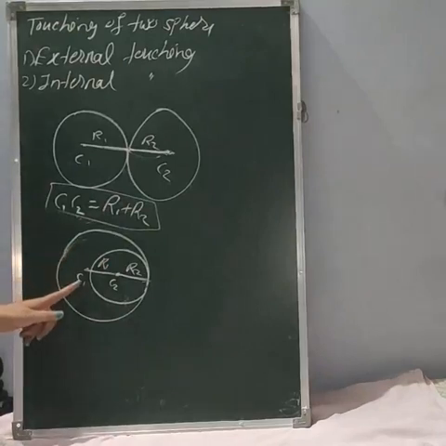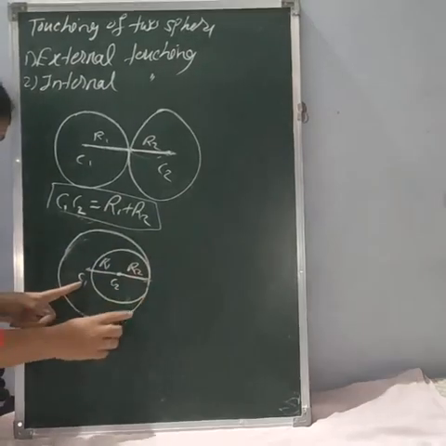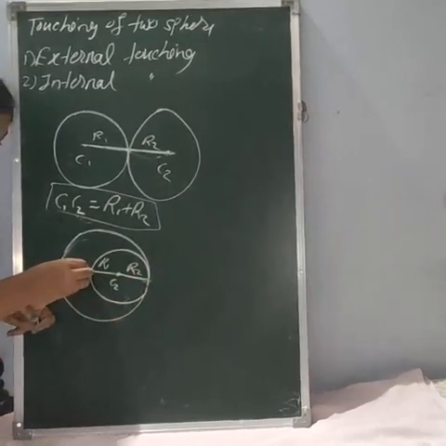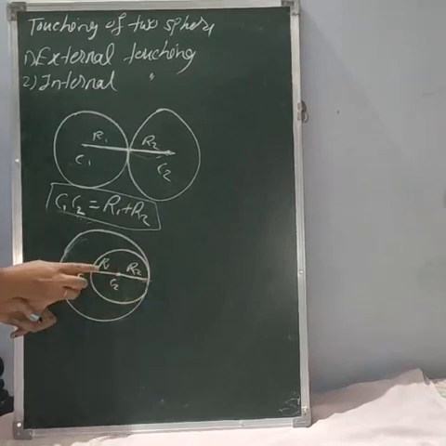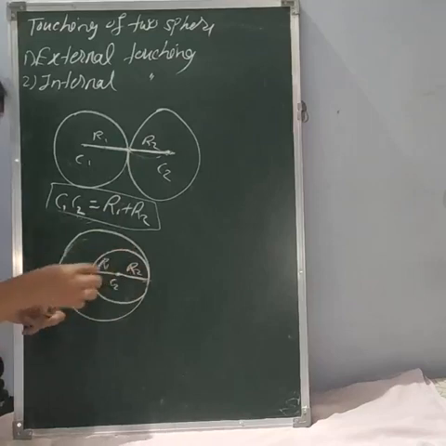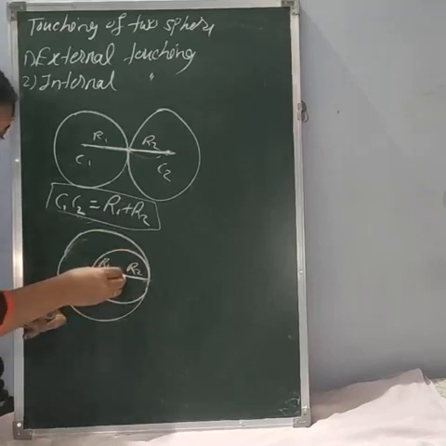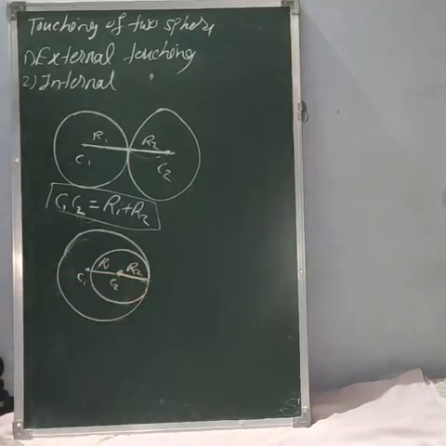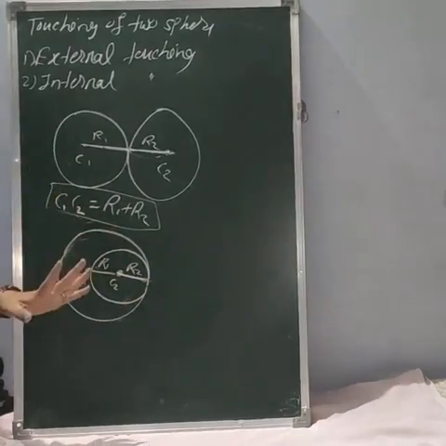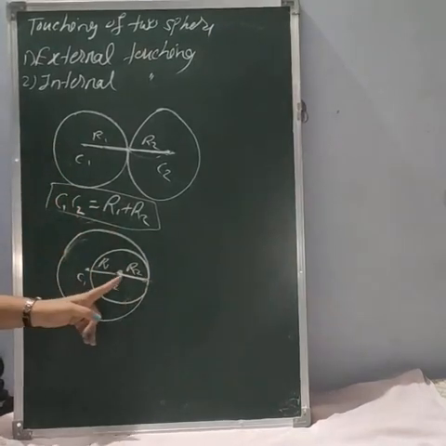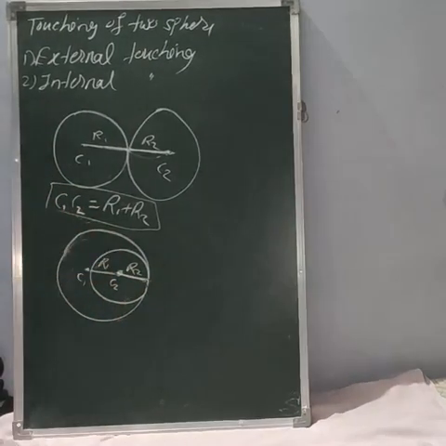This is the sphere 1. C1 is the center of sphere 1, so you get radius R1 from the center to this end point. So this whole is the radius of the first sphere. Next, this is the second sphere, C2 is the center of the second sphere, and from this center to this point you get the radius of the second sphere. So this whole distance is the radius of the first, R1, and this one is the radius of the second, R2.